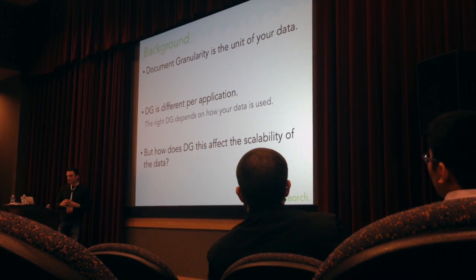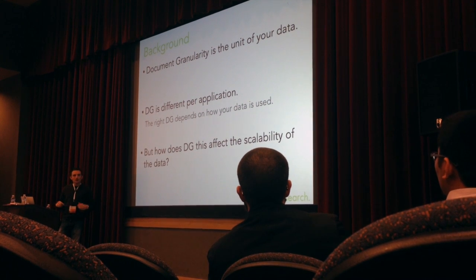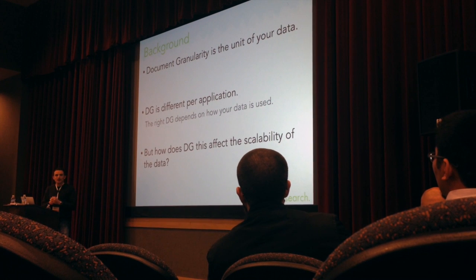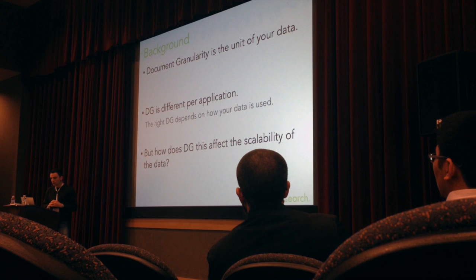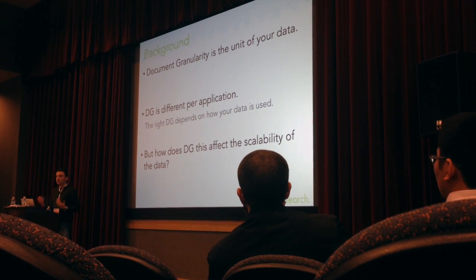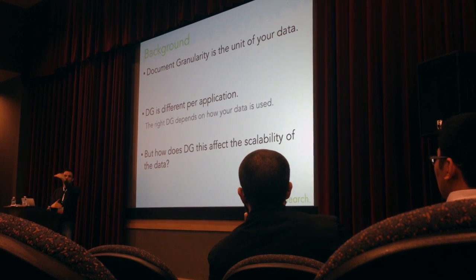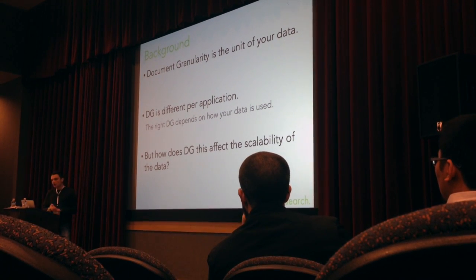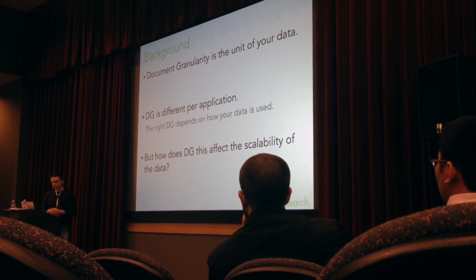Document granularity: whatever solution you choose, each has a different document granularity, and it's the unit of your data. You really need to think up front about what level of granularity you're going to choose, because that will be the granularity at which users see your data. Each hit will equal your chosen granularity, and it's up to you what you design: a lower level granularity, like the chapter level, or a higher level, like just one book as a single hit. Whatever you choose also has an effect on the scalability of the data.